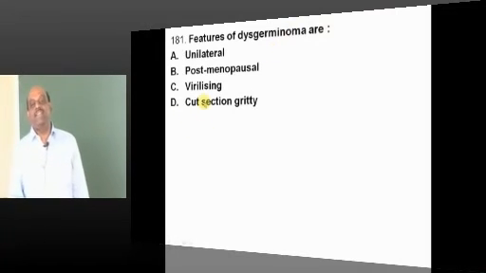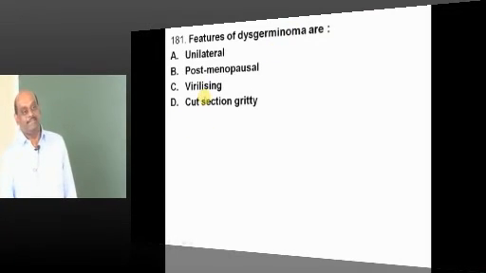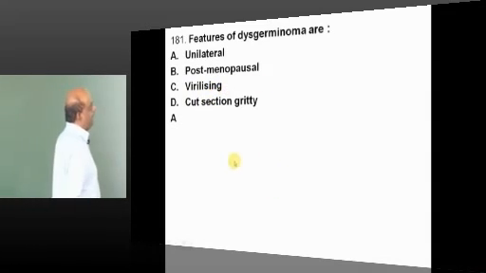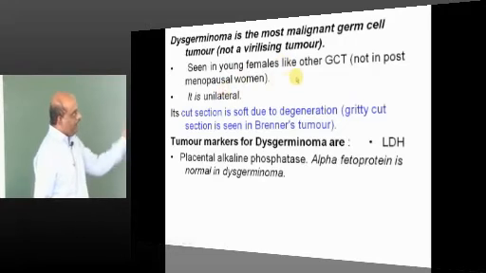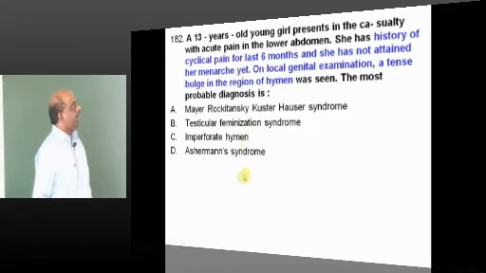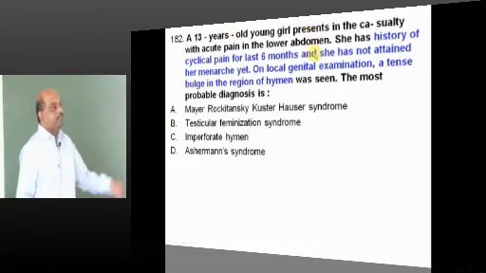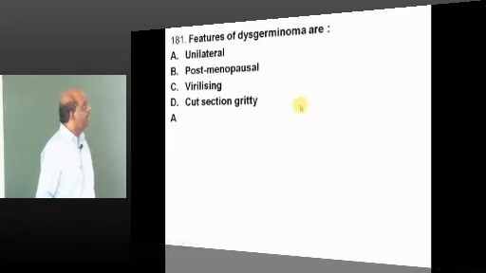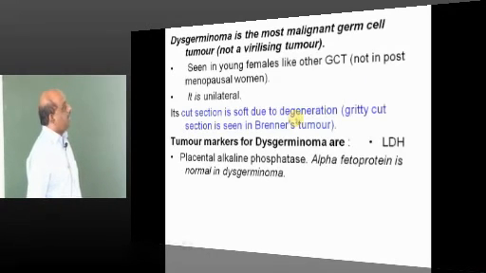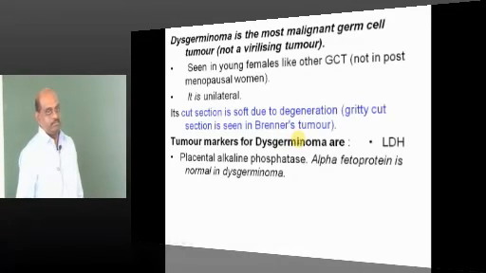Now, features of dysgerminoma. Give me an answer, doctor. Basically unilateral. Dysgerminoma is not a virilizing tumor; it occurs in young females, unilateral, etc. Sir, dysgerminoma is like seminoma, which is more fibrous, so gritty will also be. Cut section gritty, you thought. Gritty is more Brenner. Gritty characterizes Brenner.